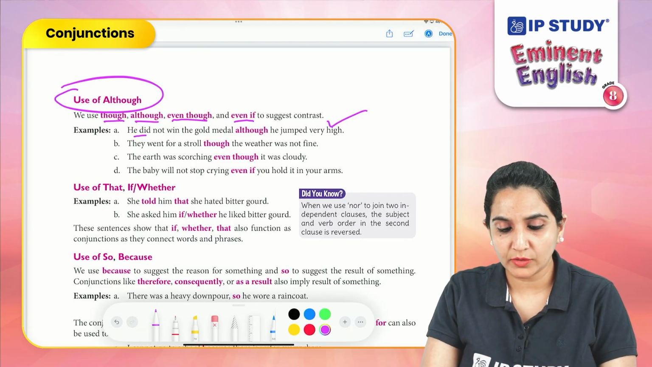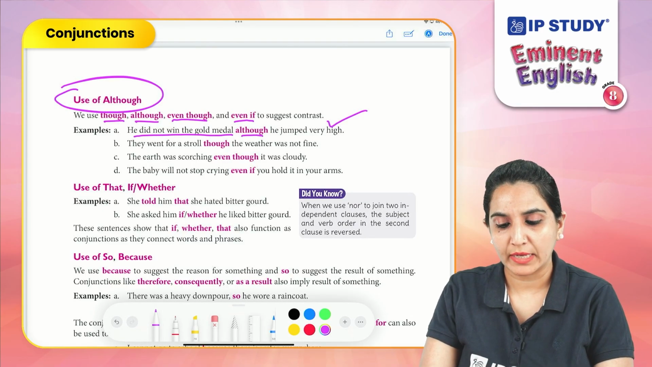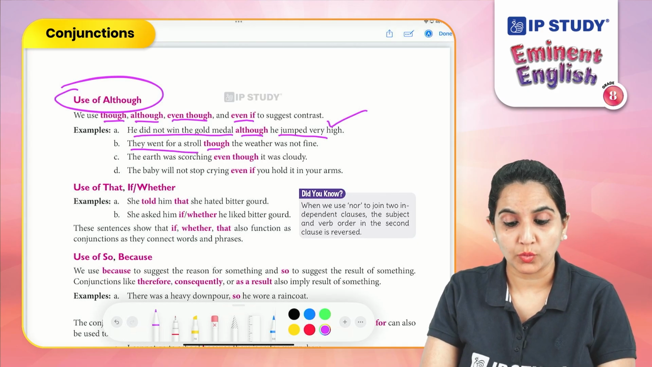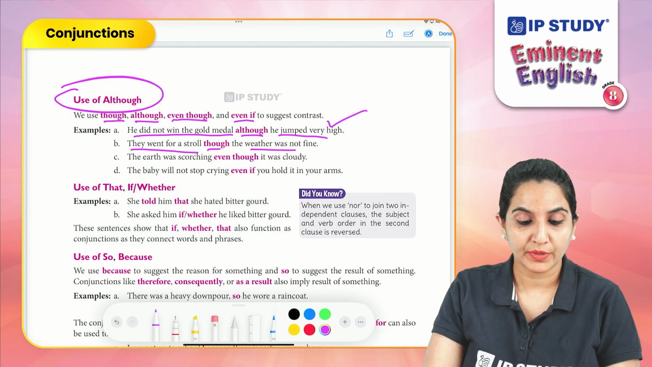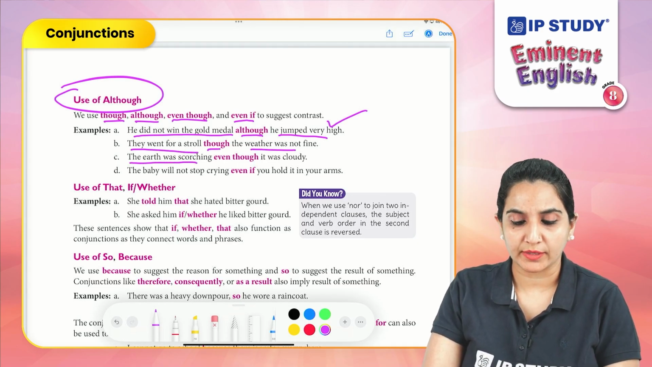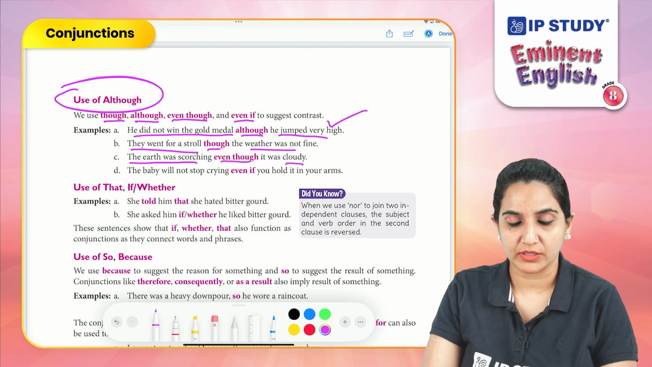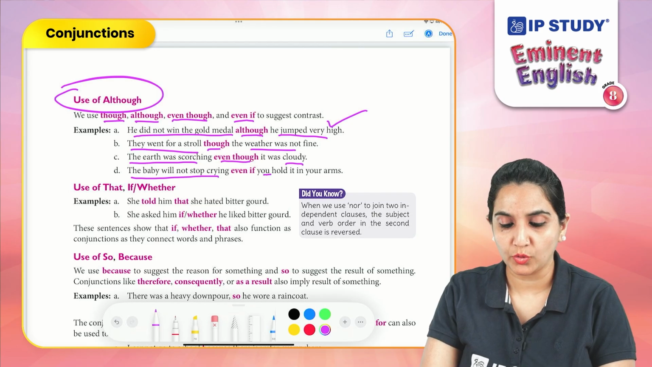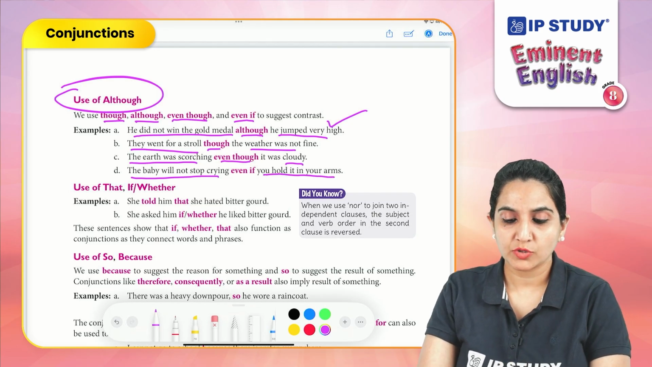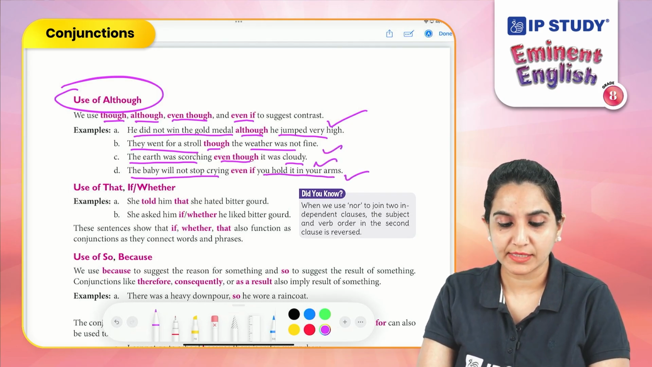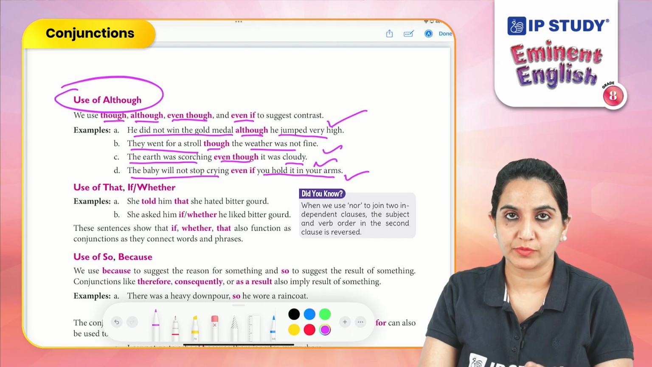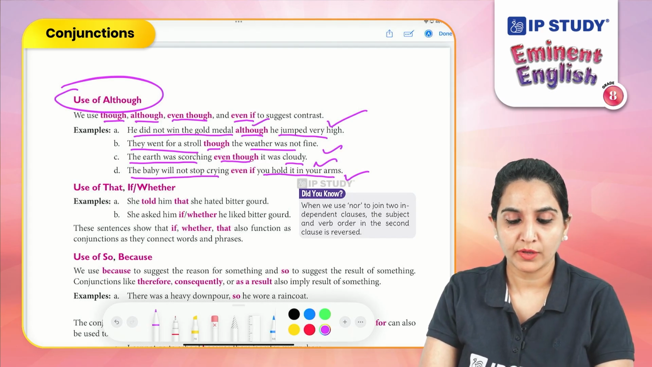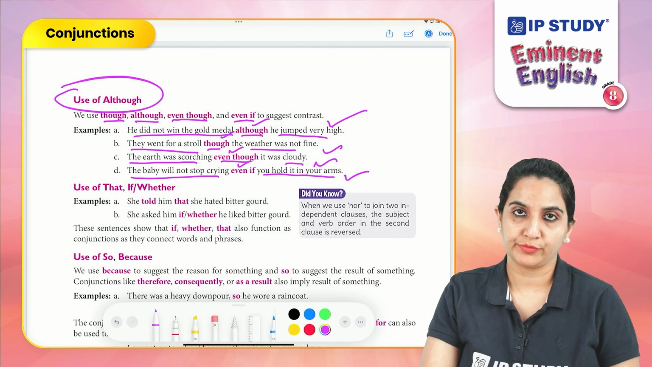He did not win the gold medal, although he jumped very high. They went for a stroll, though the weather was not fine. The earth was scorching, even though it was cloudy. The baby will not stop crying, even if you hold it in your arms. So these statements are suggesting contrast between the two clauses, and hence we join them using although, though, even if.